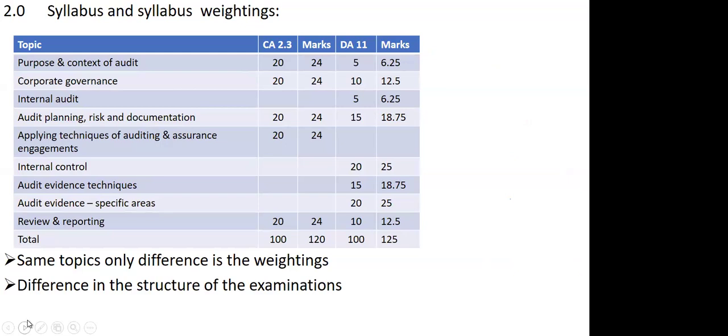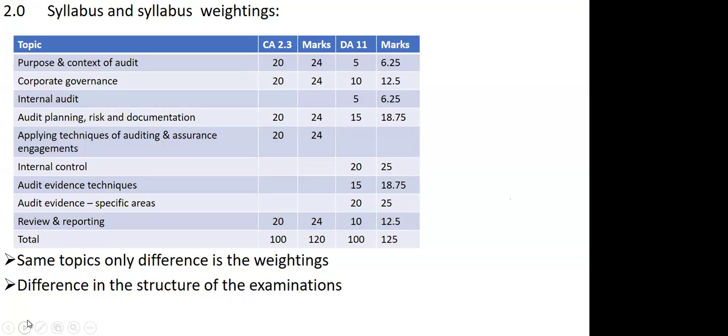But in terms of syllabus weightings, you will note that for CA2.3, there are 5 main areas of the syllabus, and all of them have a weighting of 20%. What that means is each of the syllabus areas has a maximum of 24 marks out of the 120 marks in an examination paper. Of the 120 marks, 24 marks will come from the first unit, which is purpose and context of an audit, whereas 24 marks will come from corporate governance, and so on.